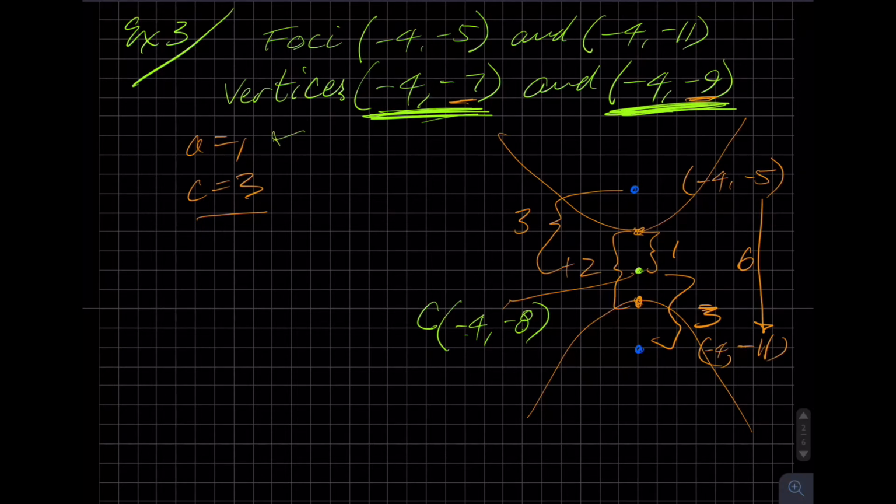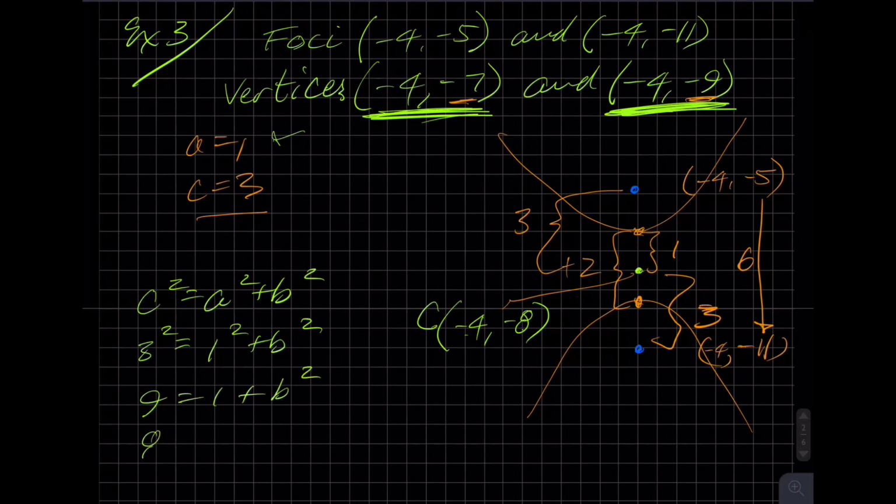I have my a value. I just need my b value. And c squared equals a squared plus b squared. C squared is 3 squared, equals a squared, which is 1 squared, plus b squared. This is 9 equals 1 plus b squared.